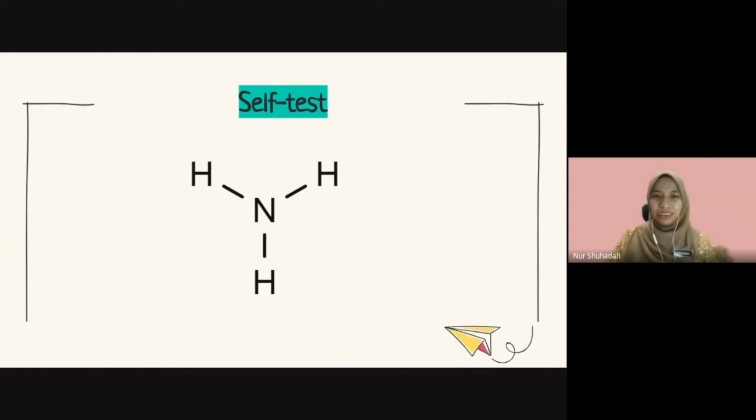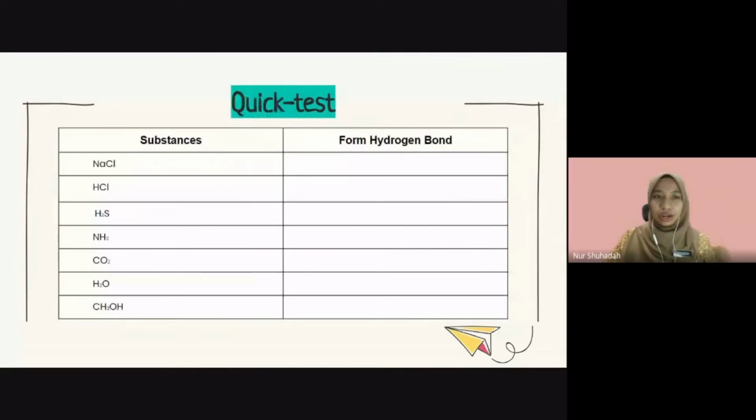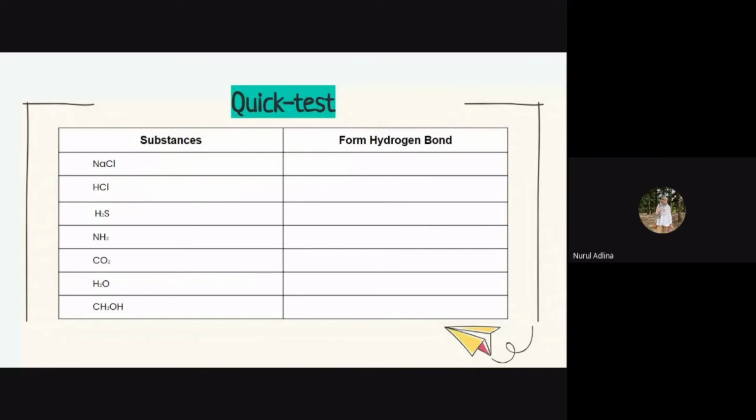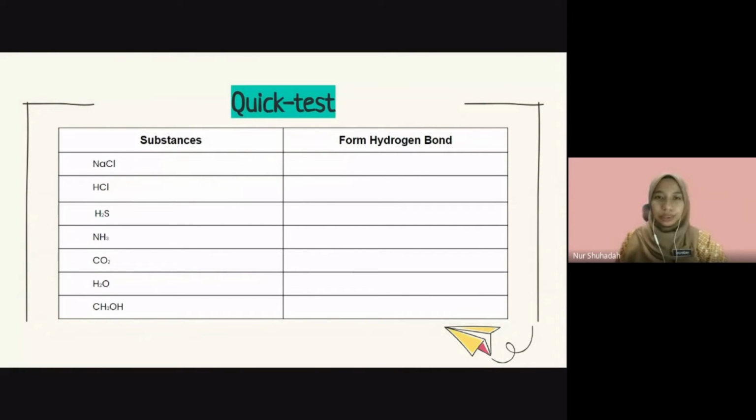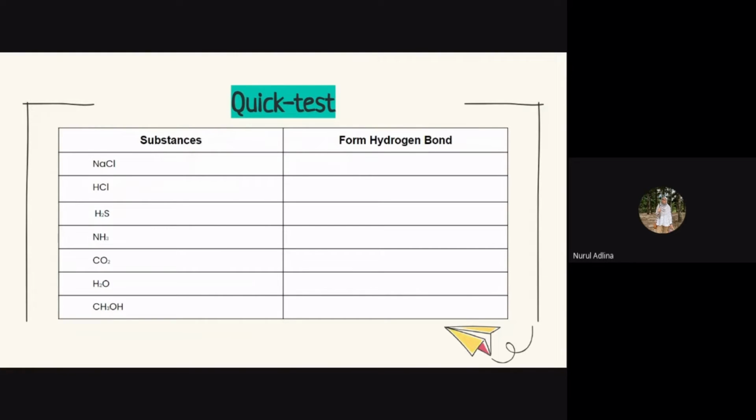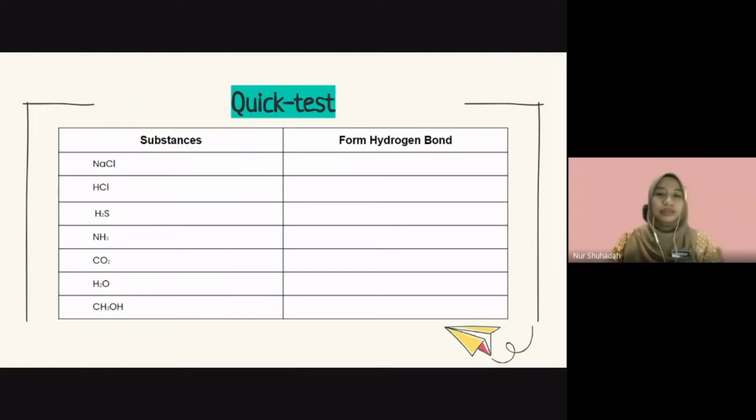Okay, so I want to do a quick test. I want to call Adlina. Yes, teacher. Can you see the sodium chloride here? In sodium chloride, is there any formation of hydrogen bond? No. Why? Because if we see the requirement to form hydrogen bond, it doesn't meet the first requirement, it needs a hydrogen atom. Yes, correct. It doesn't even pass the first requirement.